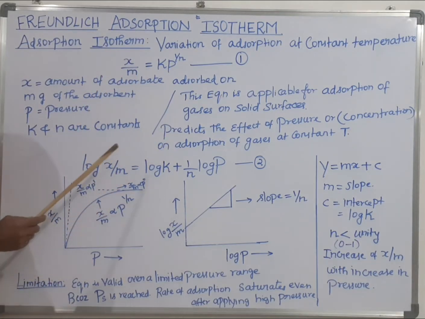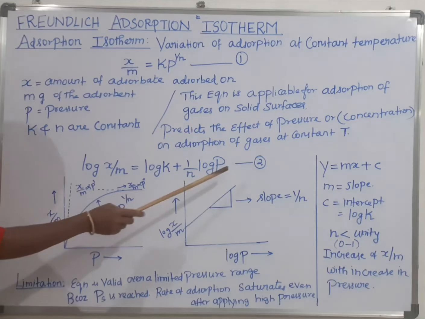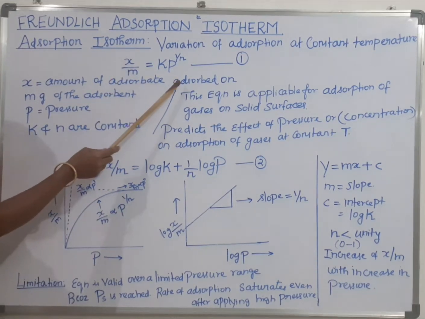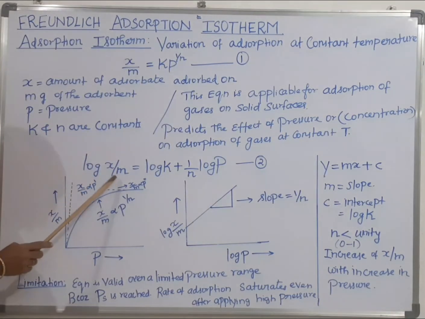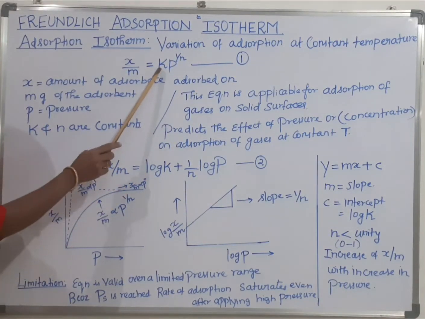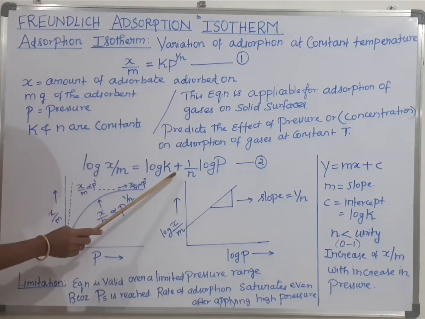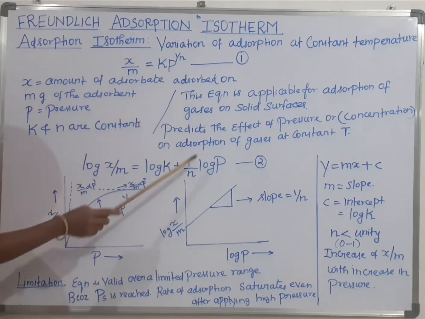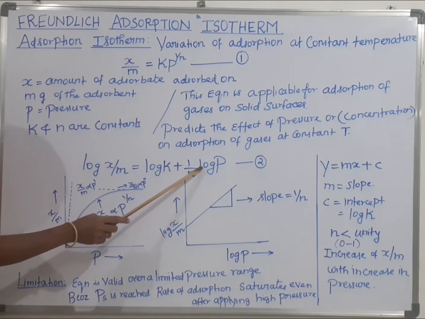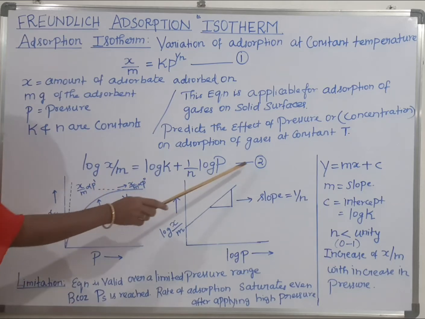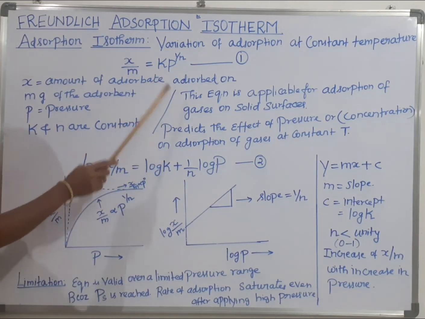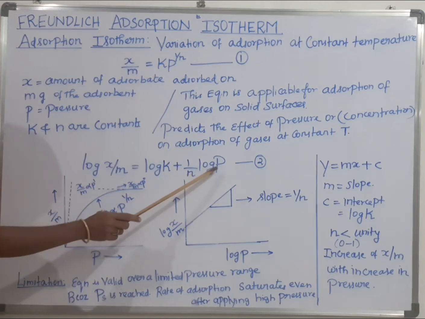Then let us see the second equation. The first equation, taking log on both sides. So log x by m equal to log k. Here in logarithmic format the multiplication is converted into addition. So log k plus, the power comes in front, 1 by n log p. So this is denoted as the second equation. So log x by m equal to log k plus 1 by n log p.